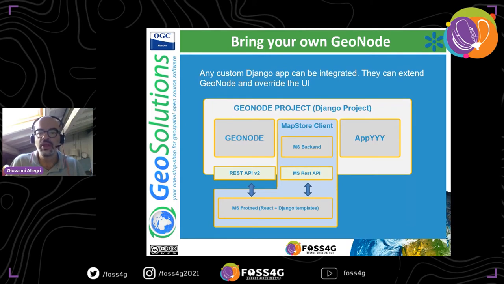So you see that if you want to change the backend, the frontend, you can just take away Map Store and redo it as you prefer. I mean, you have everything to manage Geonode through REST API and so on.